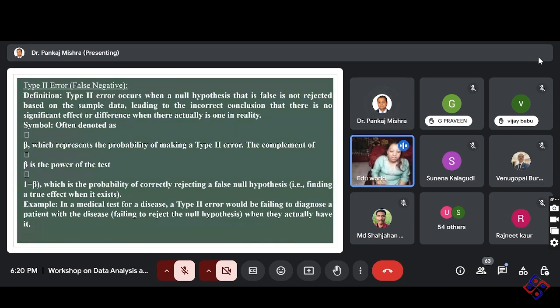In the type 1 error, we are saying that the drug is good and actually working for the patient, but that is not true. The type 2 error is just the opposite. If we frame that example here, the drug is actually good and working on the patient, but still I'm saying the drug is not working. So it's just the opposite one. That is a type 2 error.